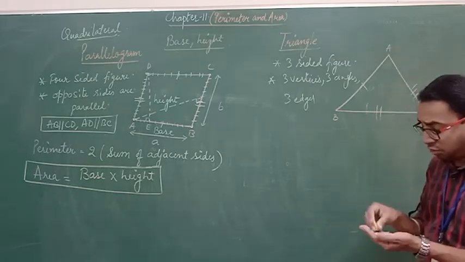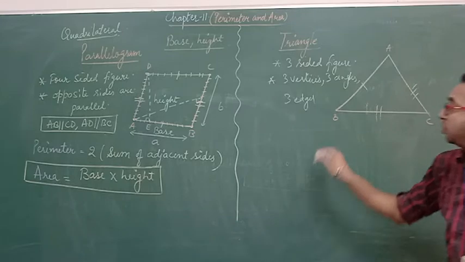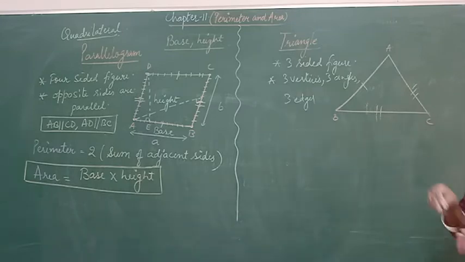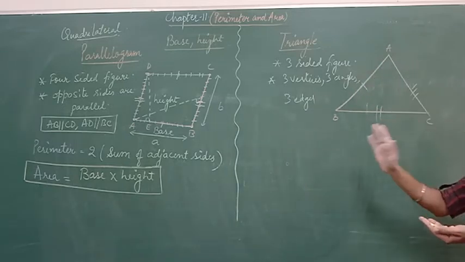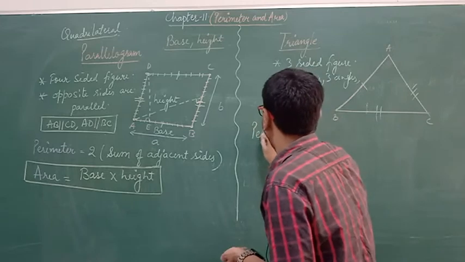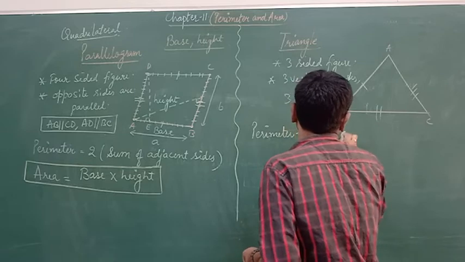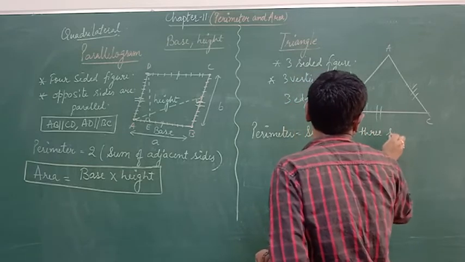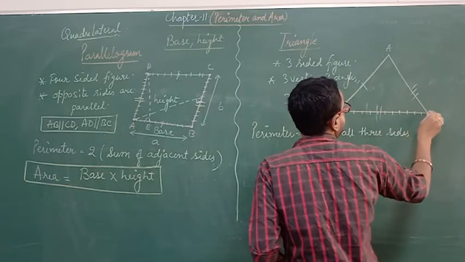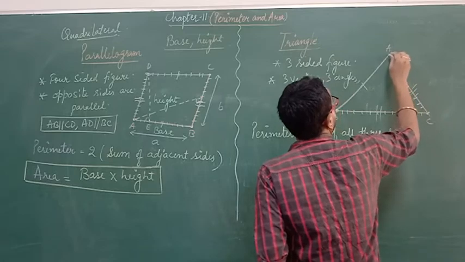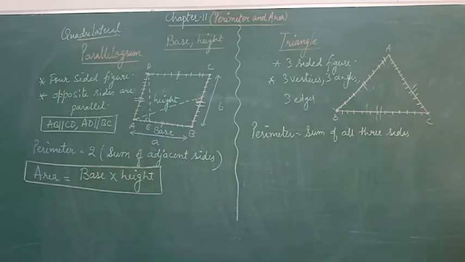Let's move on to the triangle now. So triangle, three-sided figure, 3 vertices, 3 edges. Let me tell you, we'll discuss first the perimeter. Perimeter of a triangle means sum of all 3 sides. Very simple. Sum of all 3 sides, because 3 sides are there. So let's climb to B, we reach C, we reach A, and finally we reach B. Sum of all sides. Are we clear?